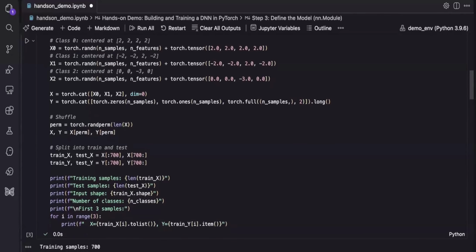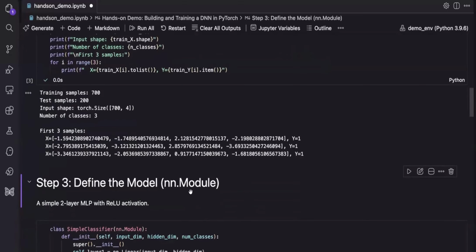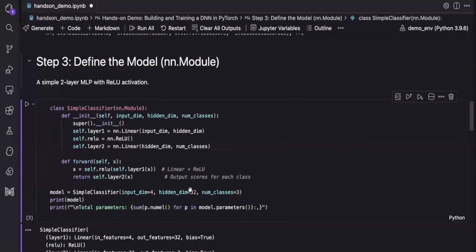Notice we have not wrapped anything into a dataset yet. That happens in the next cell when we set up the data loader. Moving on to the next cell. This is the most important cell, and let me go through it line by line.